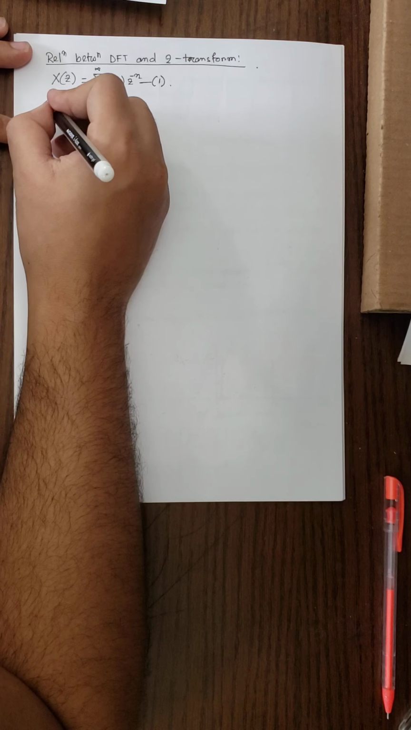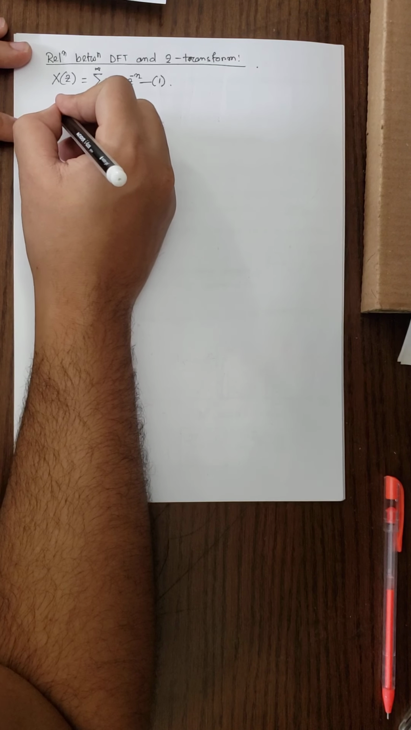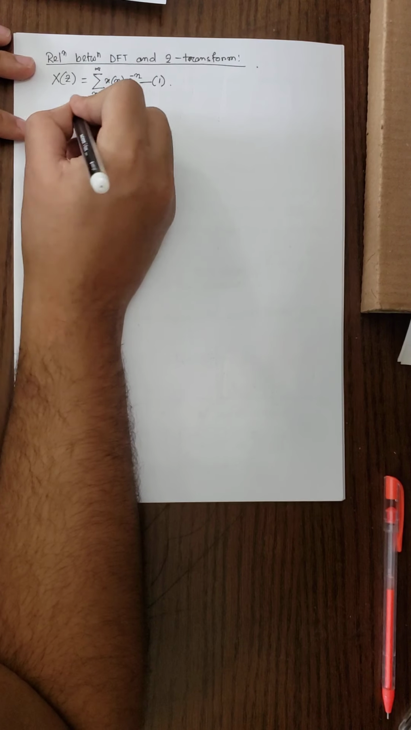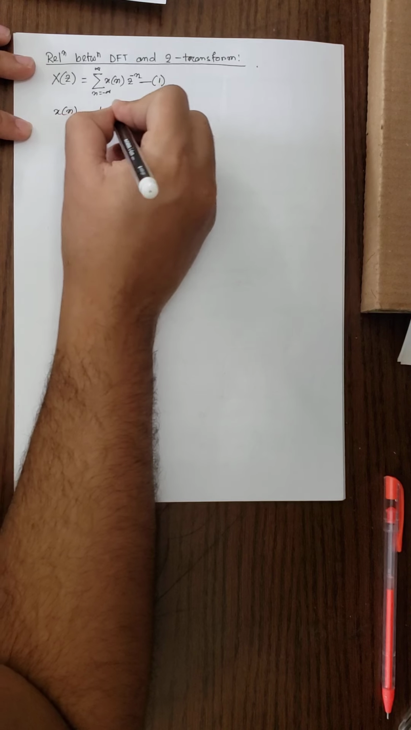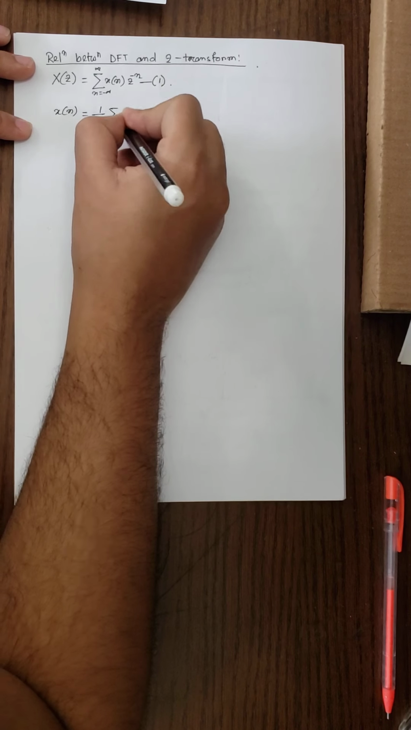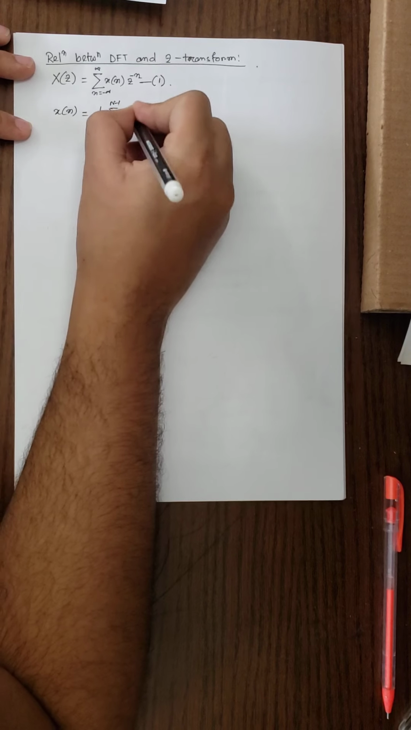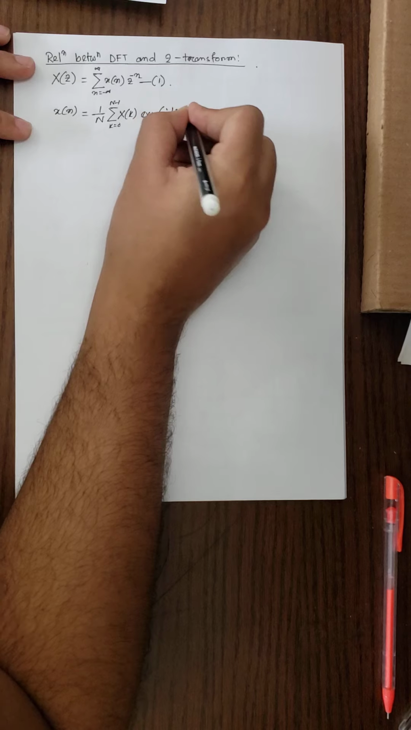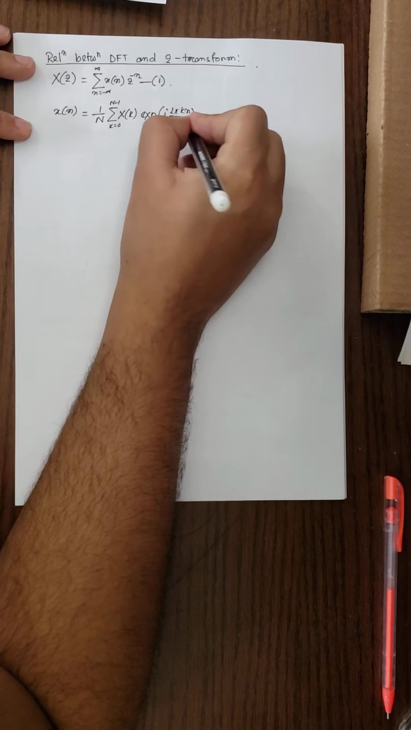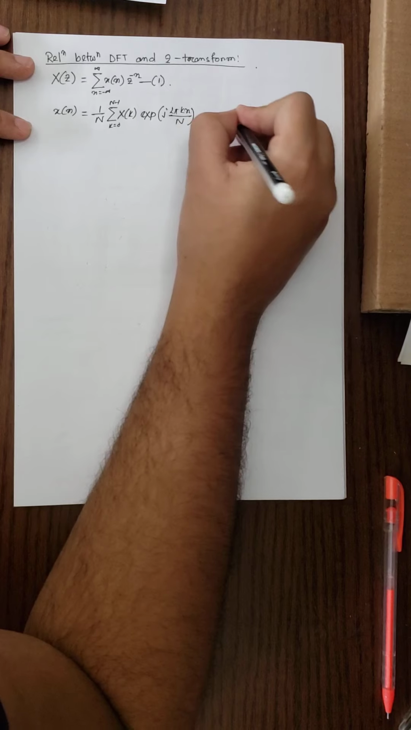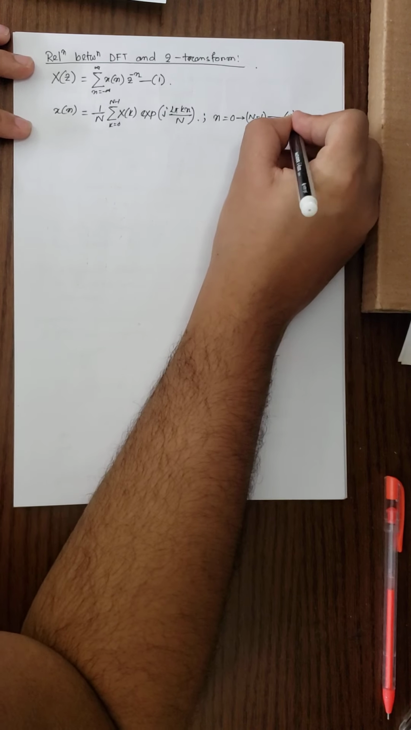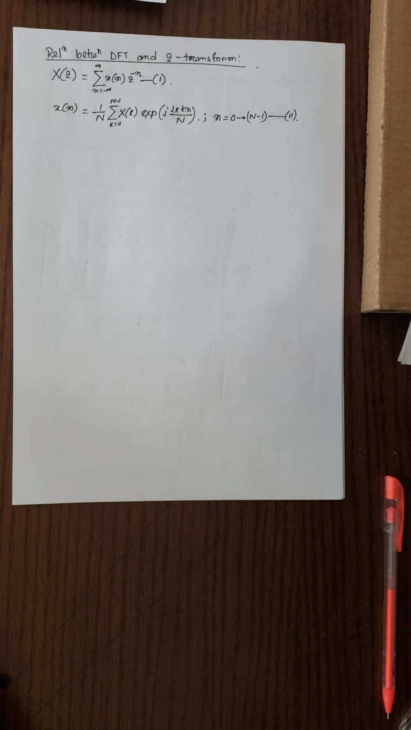And the inverse discrete Fourier transform is x of n, which equals 1 over N, summation k goes from 0 to N minus 1, X of k e to the power j twice pi kn over N, where n goes from 0 to N minus 1. This is our next equation. Let us mark it as equation 2.